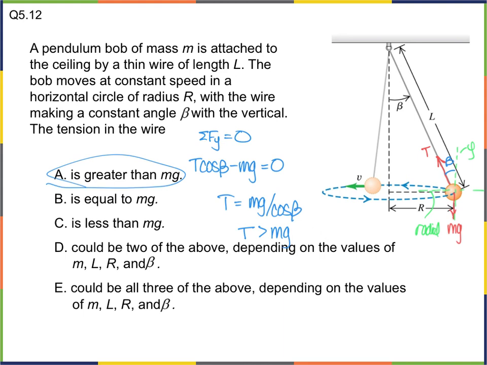Because of the fact that cosine is some number less than or equal to 1, it's clearly not 1 because the angle is not 0. All right, and that's where we're going to stop.